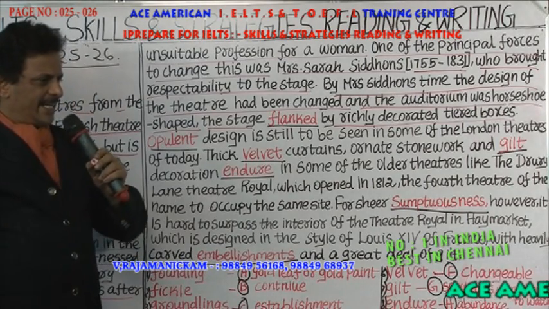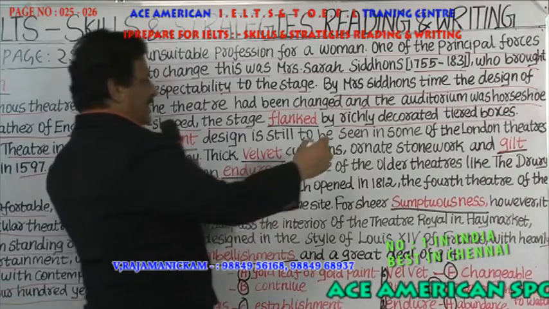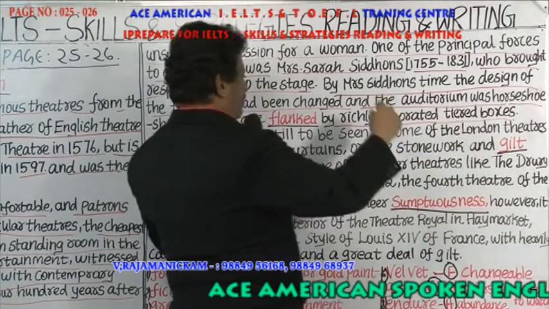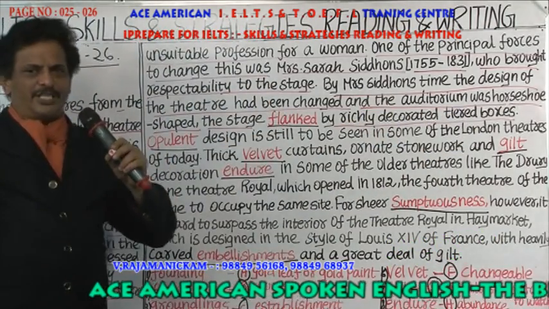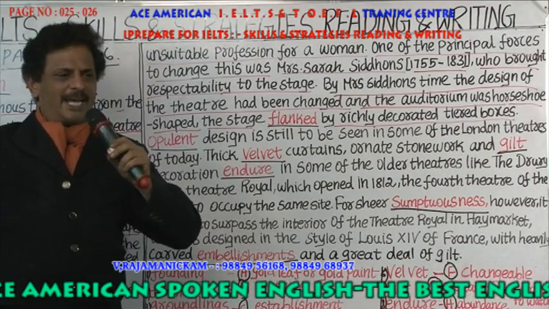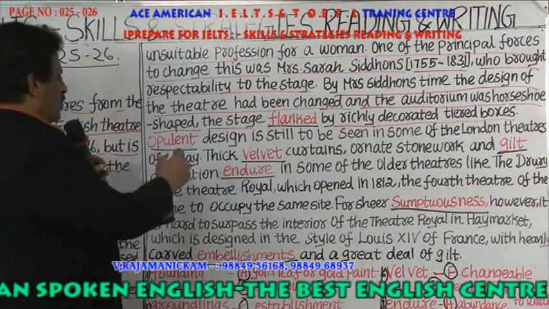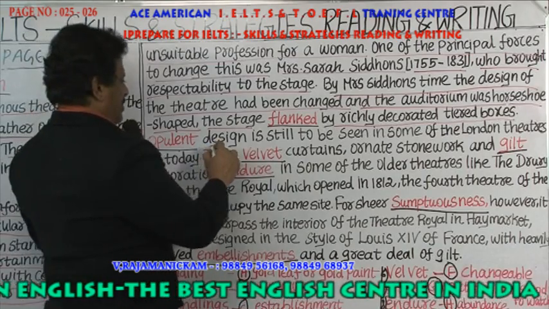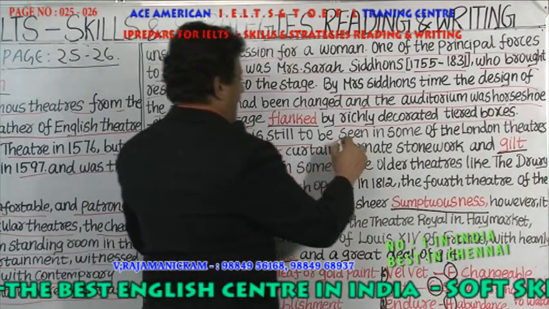On either side, it is put. What is put? Richly decorated tiered boxes. With the tiered boxes, both sides of the stage are flanked. Flanked means you can find them on both sides. So, opulent design is still to be seen in some of the London theatres.